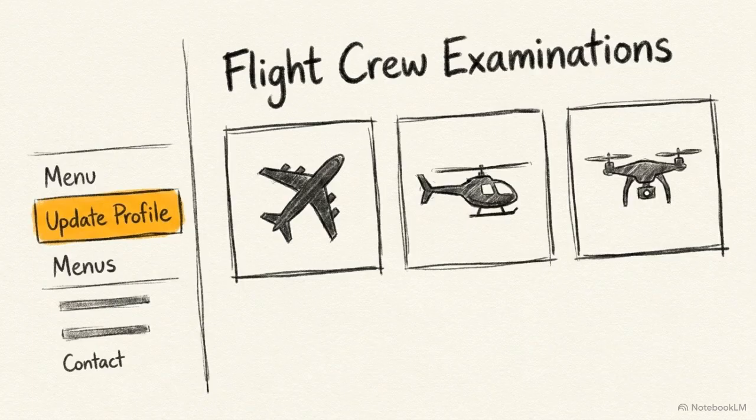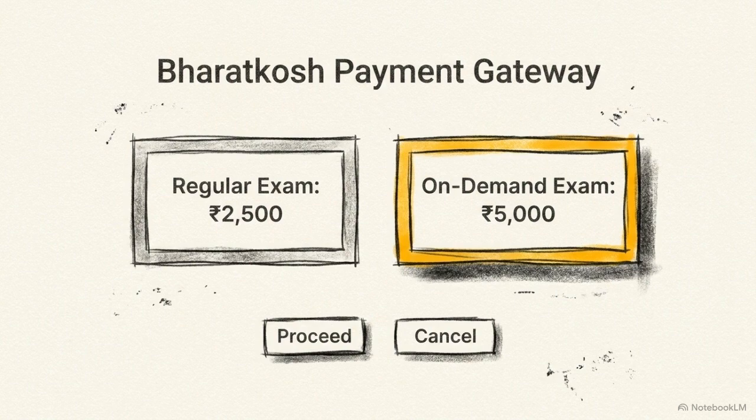From this dashboard, you can select the specific flight crew examination category you wish to attempt and update your profile as you acquire new licenses. You will also handle payments here through the Bharat Kosh system. Standard exams currently cost 2,500 rupees per paper, while on-demand examinations are 5,000 rupees.